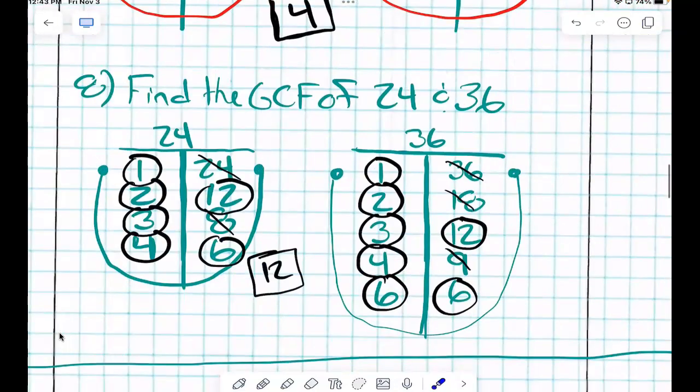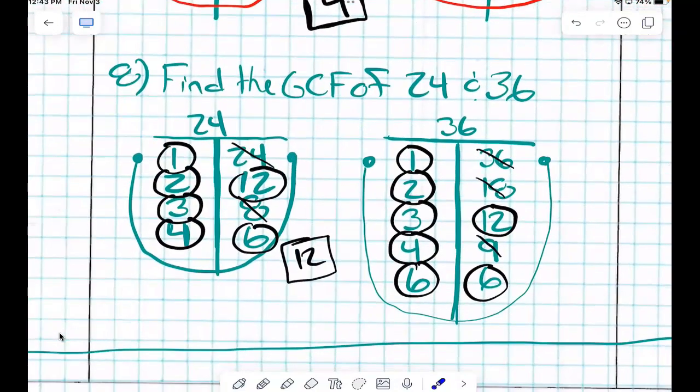Here's another example of 2 more numbers that we used, and we found our greatest common factor is 12, right? So you can look at that if you need more help with this. We good?